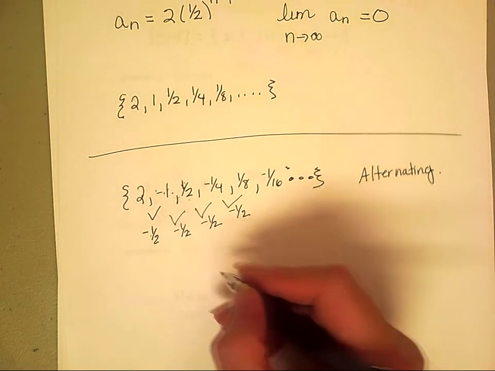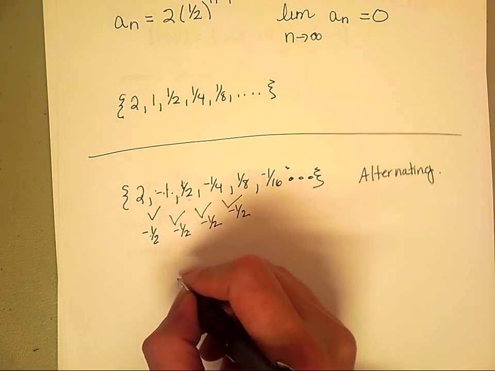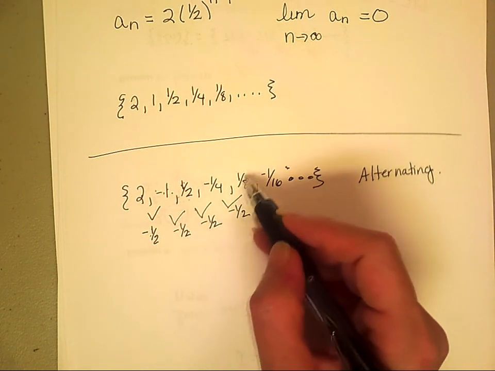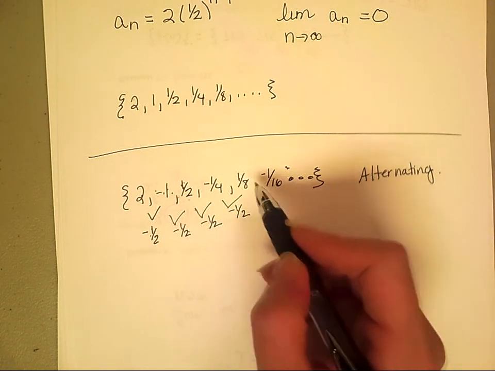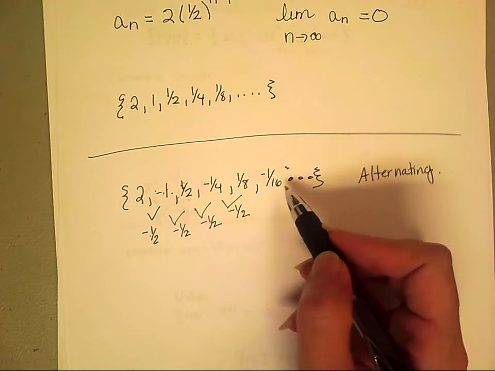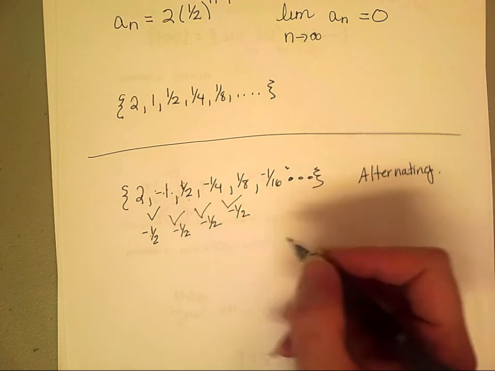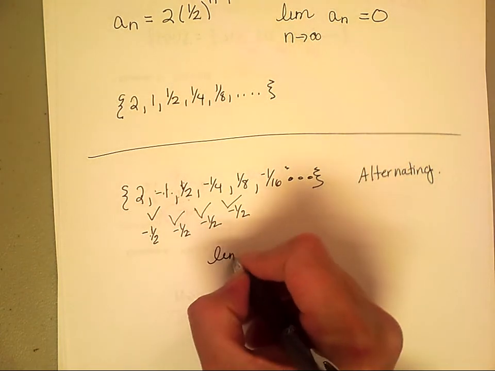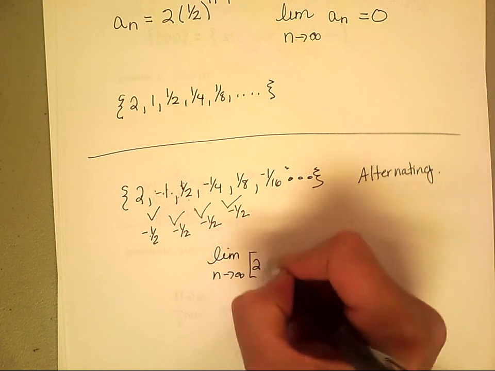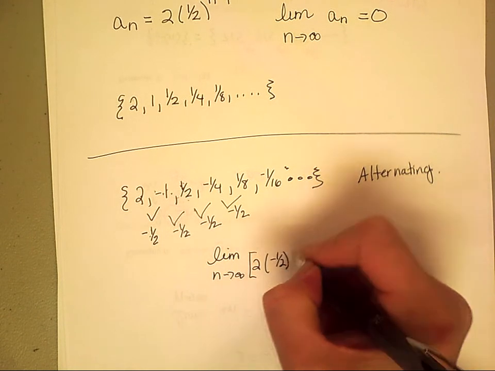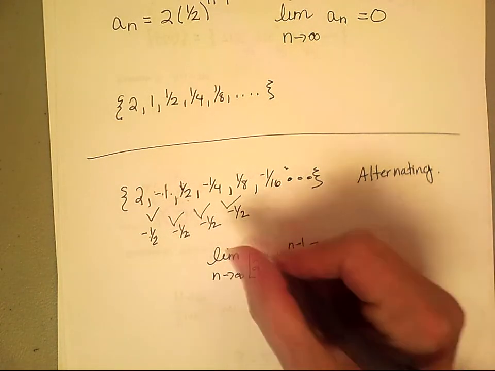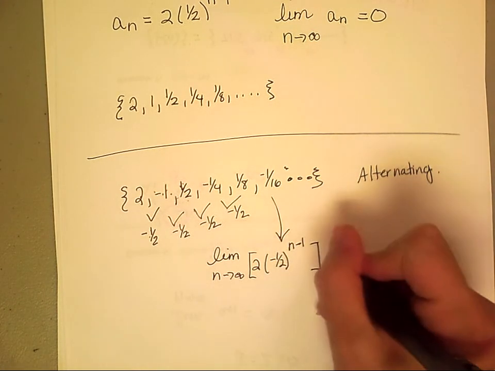Thus, even though it's alternating, the absolute values of these are getting smaller and smaller, approaching 0, so we can say the limit as n goes to infinity of 2 times negative 1/2 to the n minus 1, this sequence, is equal to 0.